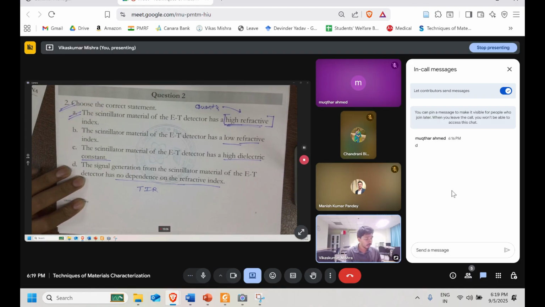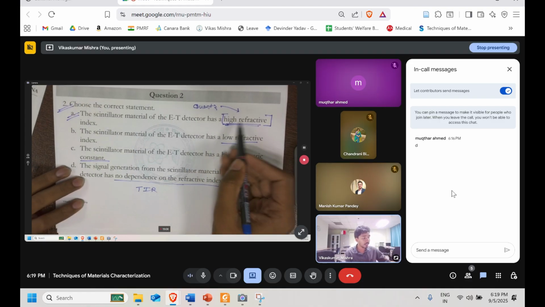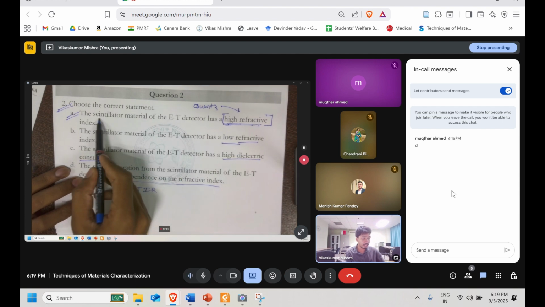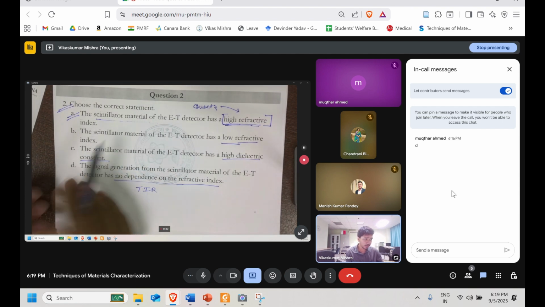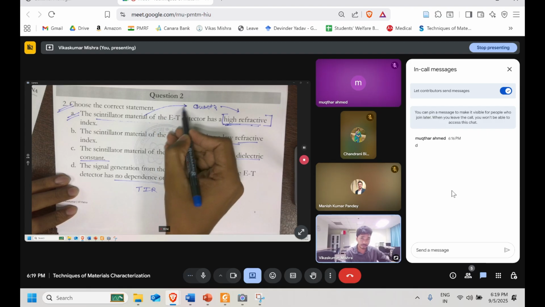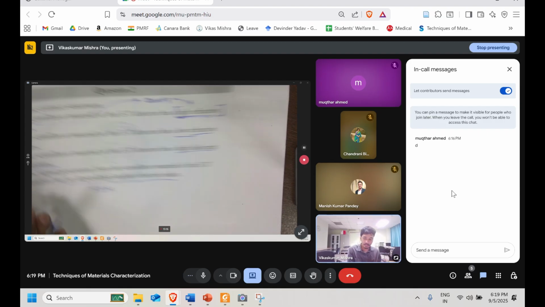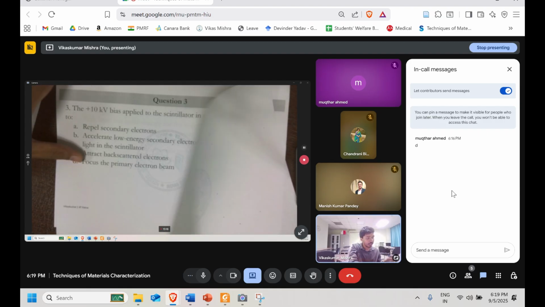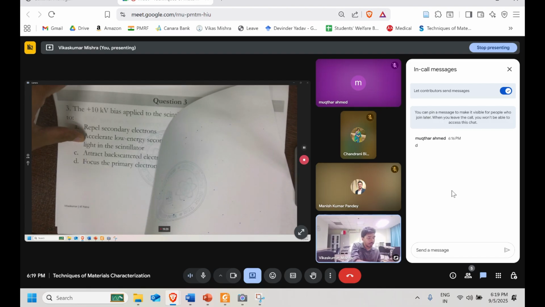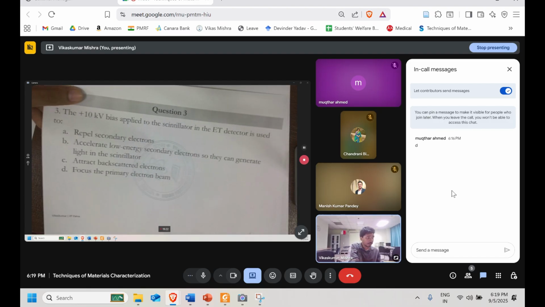Always remember, a high refractive index is needed in the scintillator material, which is the quartz we are using. Very good, guys. Let's go to the next question. Question number 3. Now this one is very interesting. Have a look.